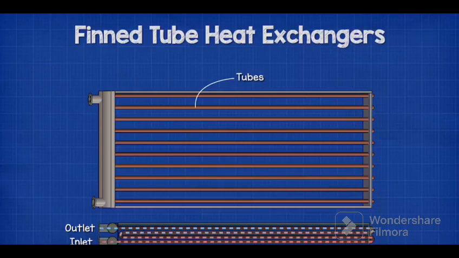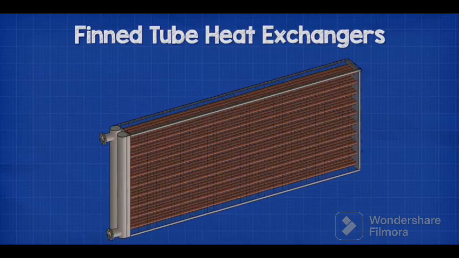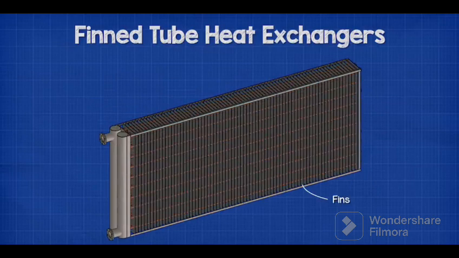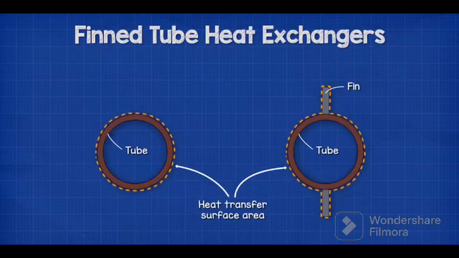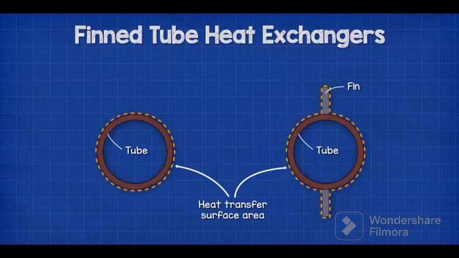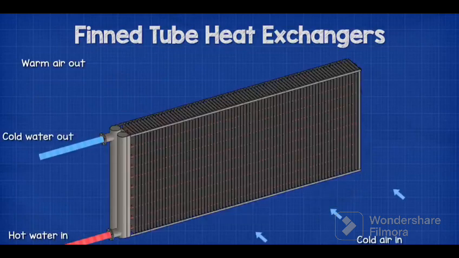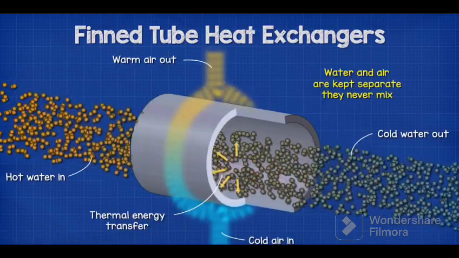Running between the inlet and the outlet is a tube which will contain and direct one of the working fluids, for example hot water. The tubes will be covered with many thin sheets of metal known as fins. The fins increase the surface area of the tube wall, allowing more heat to transfer. The other fluid, for example ambient air, will pass over the outside of this tube, between the fins. The two fluids will never mix.